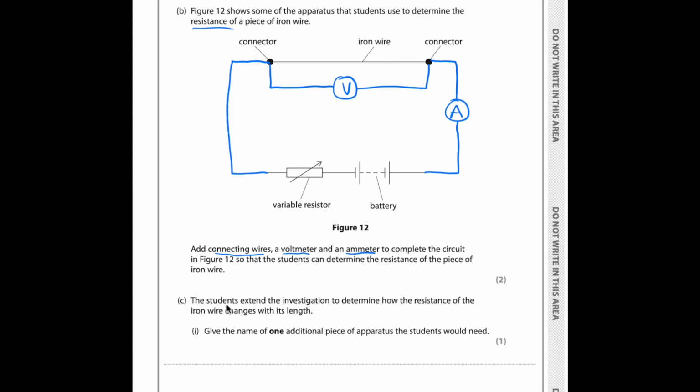Part C. The students extend the investigation to determine how the resistance of the iron wire changes with its length. Give the name of one additional piece of apparatus the students would need. Well, they'll need a ruler. And they'd place it up there. They haven't asked you to draw that, so just say a ruler.